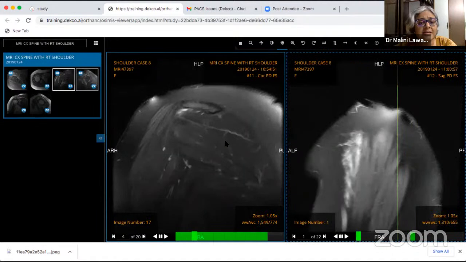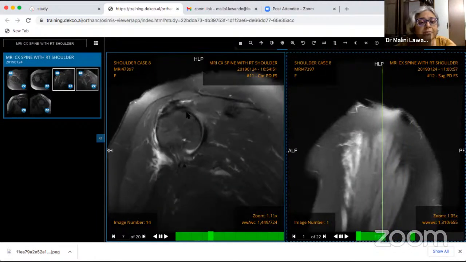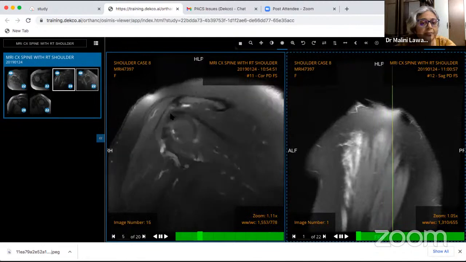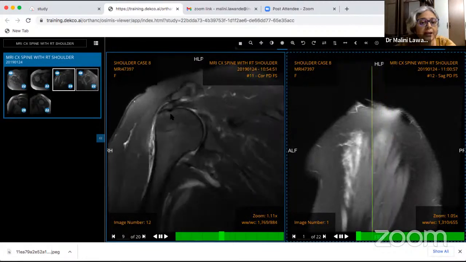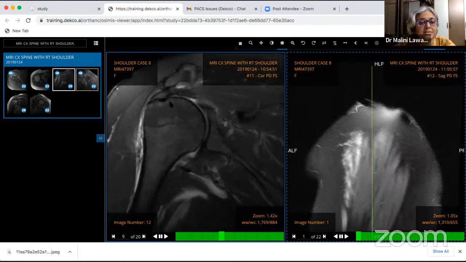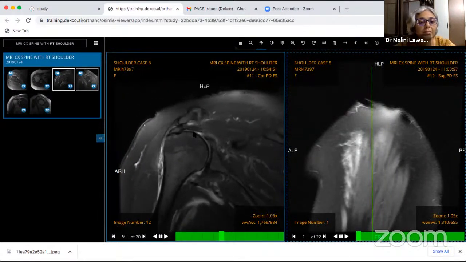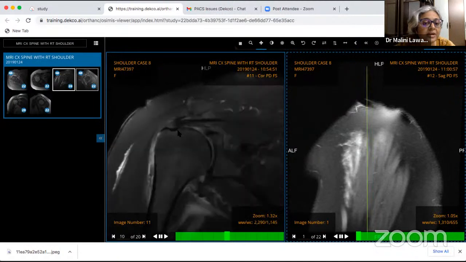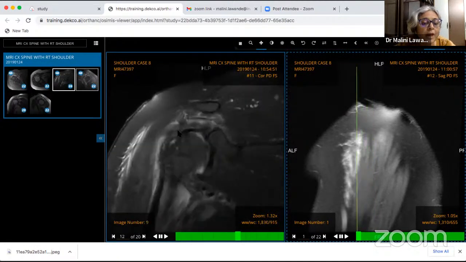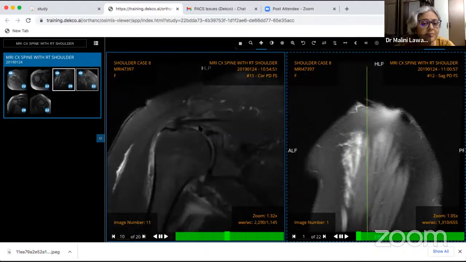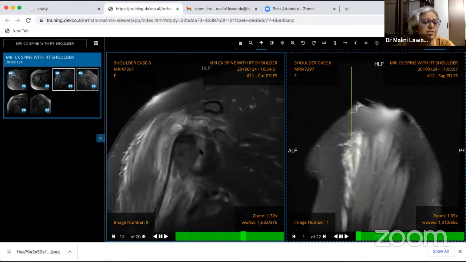So in this patient, as I'm coming from posterior to anterior, this is the infraspinatus, which is intact. More anterior, I can see supraspinatus tendinosis. You can see this supraspinatus tendinosis. More anterior, I can see a lot of deltoid muscle edema. I can see bursal fluid. I can see a lot of soft tissue edema.